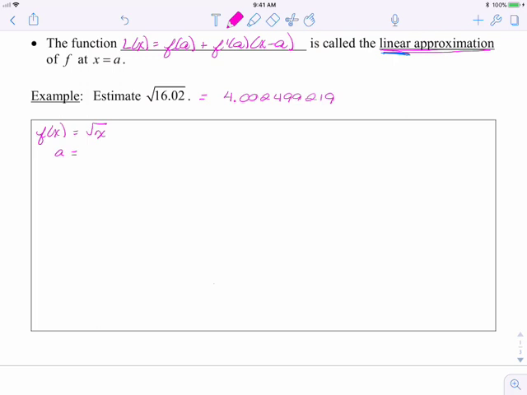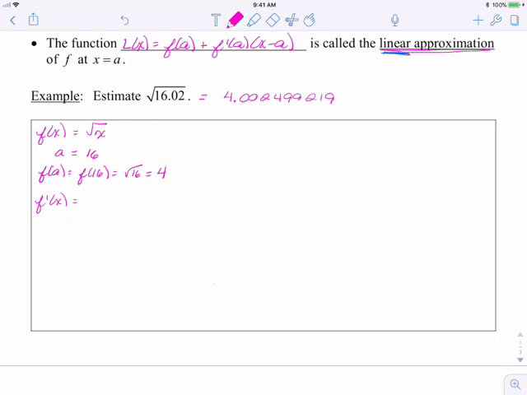And it has to be relatively close to the value of x that you're using. So 16 is very close to 16.02. So I think it makes sense that having the tangent line through x equals 16 would be logical to use here. So then f of a, of course, would be f of 16, which is the square root of 16, which is 4.